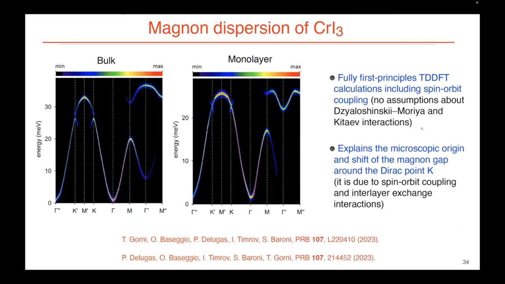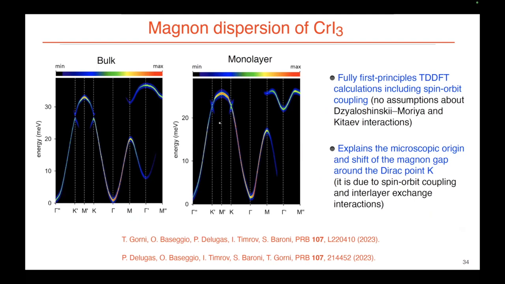And I think the final example is the magnon dispersion in chromium triiodide, bulk and monolayer. This is the kind of color map of magnon dispersion that you can obtain using the Quantum Espresso Turbo Magnon code. You see how the magnon energy changes as a function of Q along high symmetry directions in bulk and monolayer, and what the differences are.